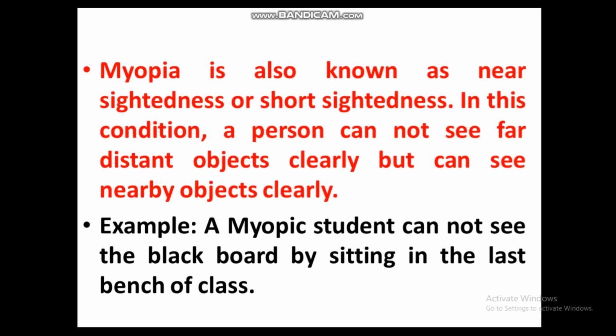So the objects will appear blurred to him or her. For example, a myopic student cannot see the blackboard by sitting in the last bench of the class. If a student suffering from myopia is sitting in the last benches of the class, he will not be able to see the blackboard clearly, because the writing will be small and it will appear blurred to him. So he will not be able to see the writings clearly. So this is myopia.